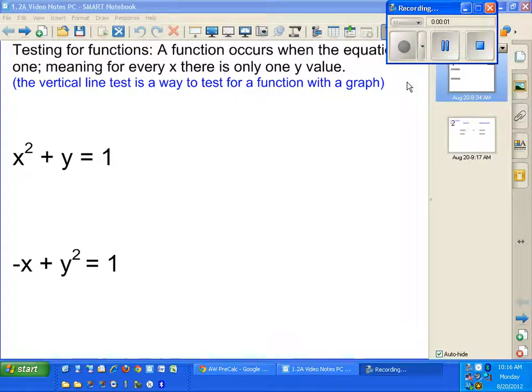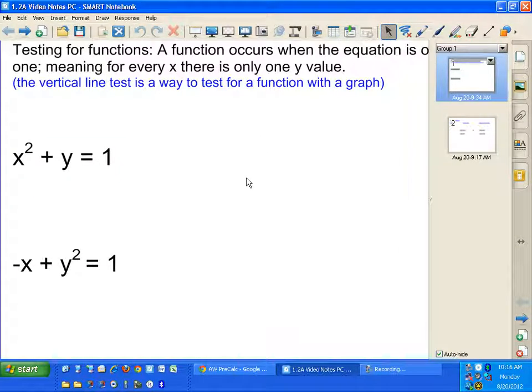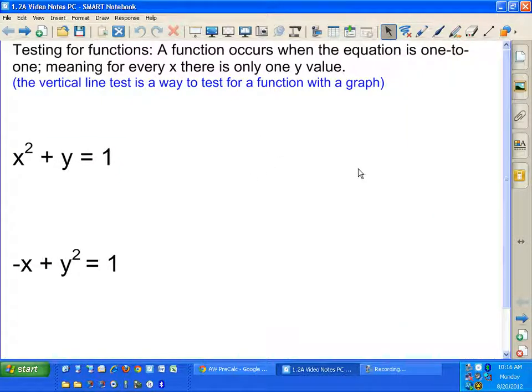Hello and welcome to section 1.2a, functions. In this section we're going to talk about whether a function exists or not, whether it's a function or what we call a relation. A function occurs when an equation is 1-to-1, meaning that for every x there is only one y value.